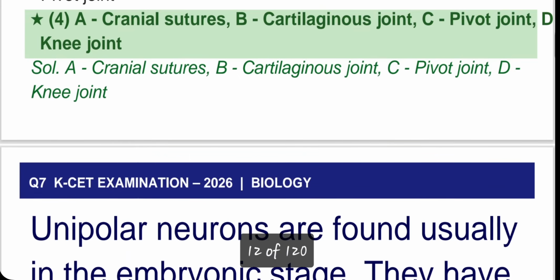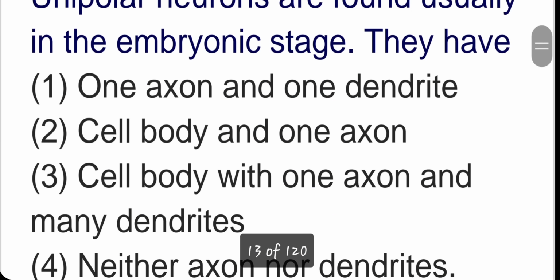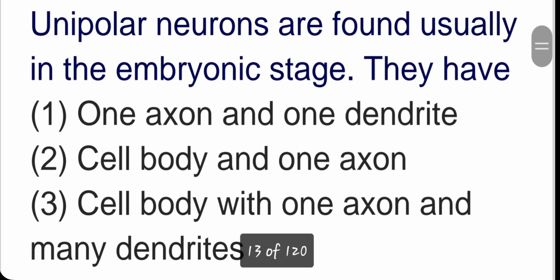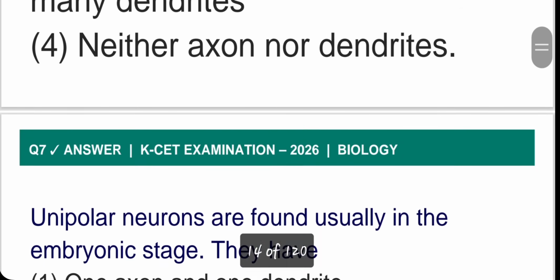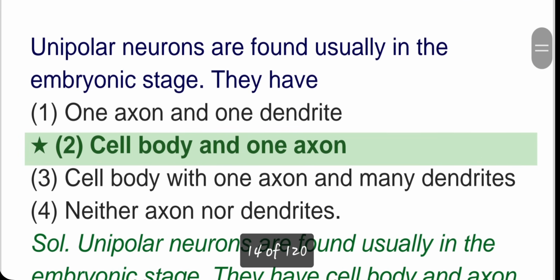So with reference to joints, they have asked about different types of joints: cranial sutures, cartilaginous joint, pivot joint, knee joint. Unipolar neurons are found usually in the embryonic stage. They have one axon and one dendrite. They have cell body and one axon. Cell body with one axon and many dendrites. Neither axon nor dendrites. The correct answer is cell body and one axon.